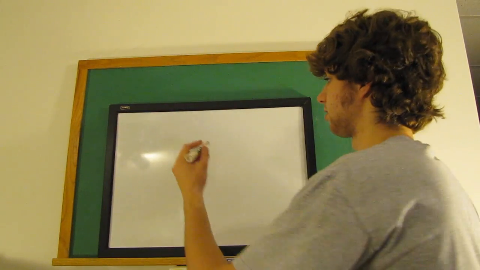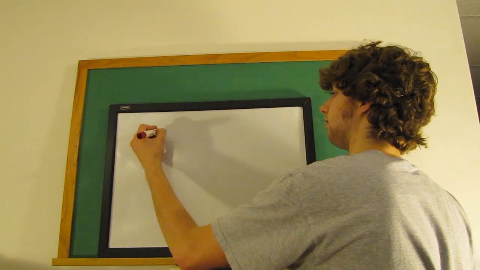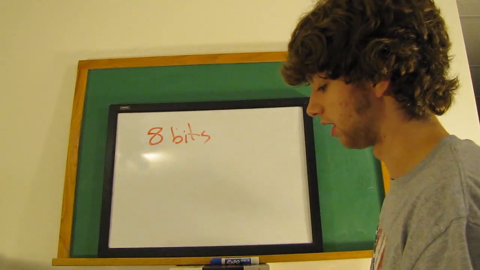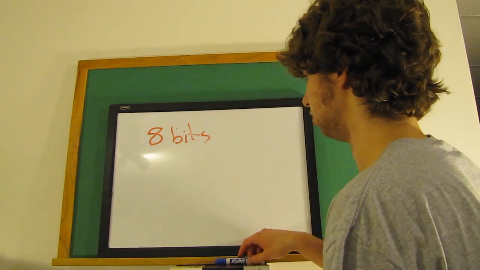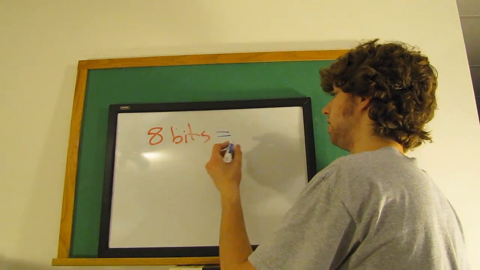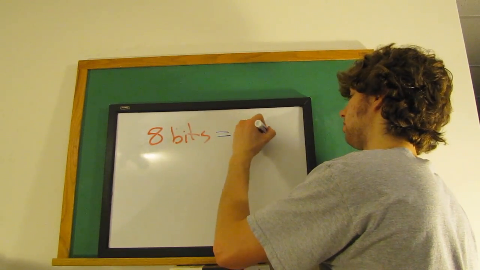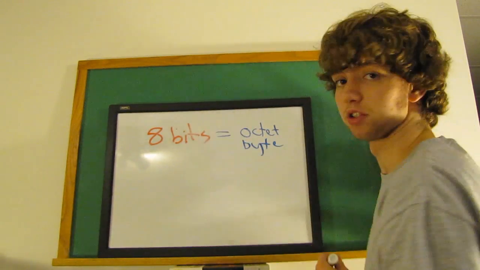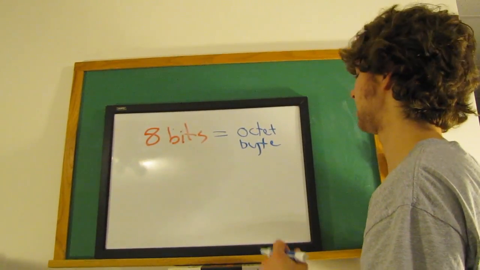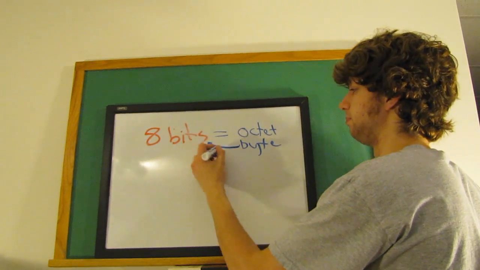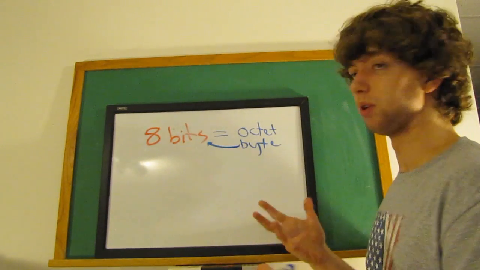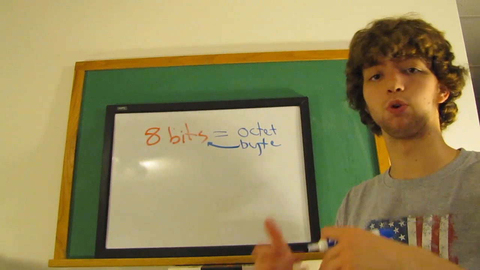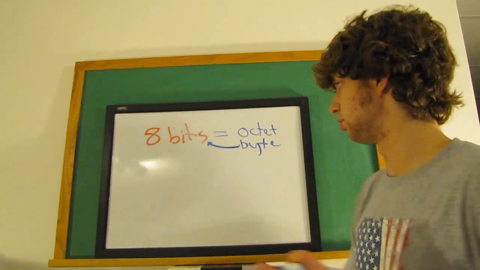Let's just use blue. 8 bits is said to be an octet or a byte. A byte is equal to 8 bits. Well, in binary we always work with doubles, so multiples of 2: 2, 4, 8, 16, 32, and so forth.